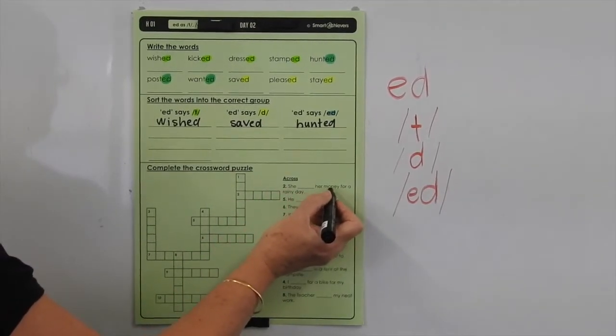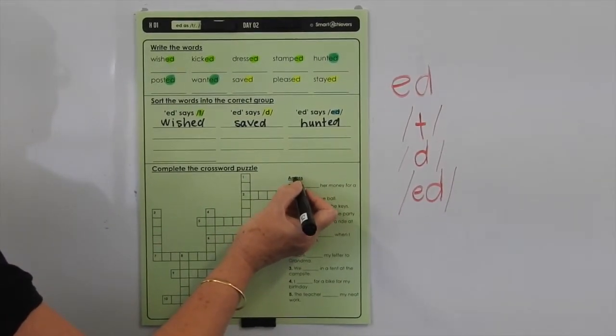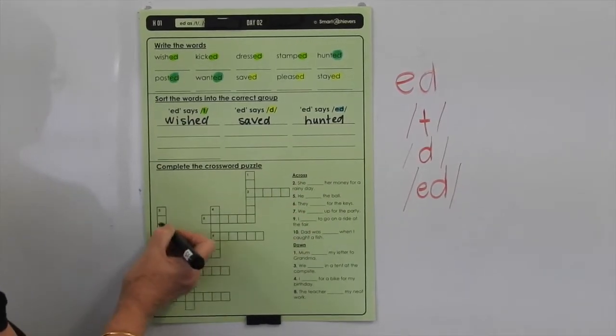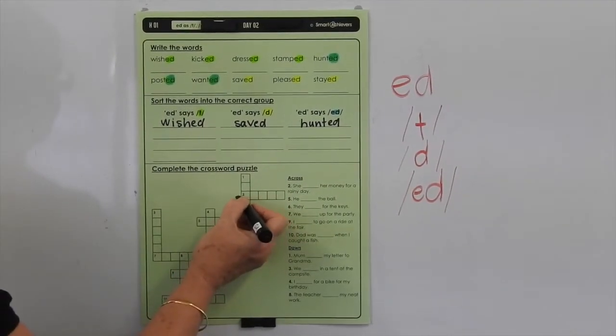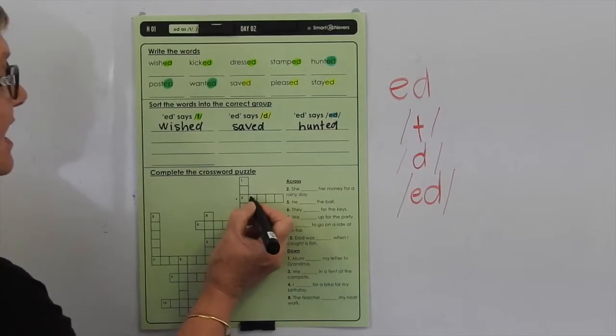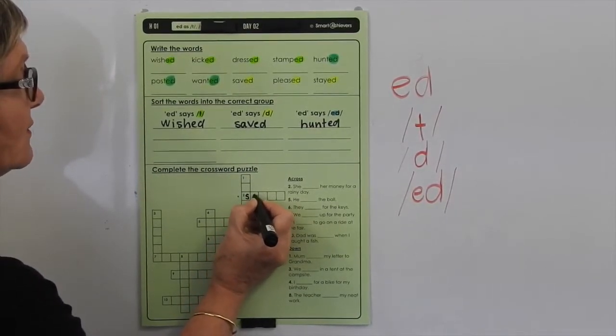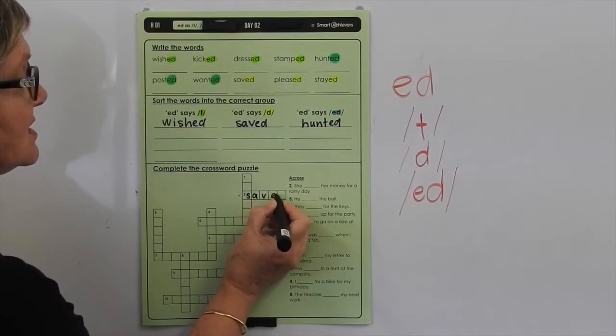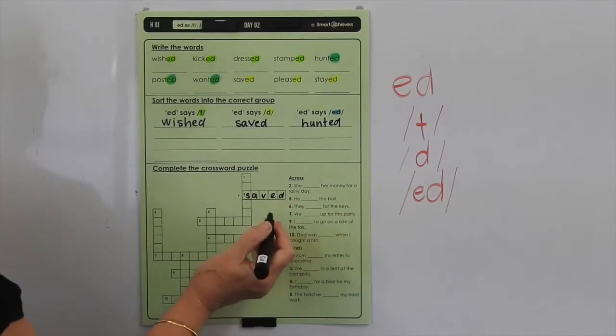She, something, her, money for a rainy day. It's across and it's number 2 box. So where is our number 2? There it is. She saved. So even though we've got a 2 in there, we're still going to put a letter in there too. She saved her money for a rainy day.